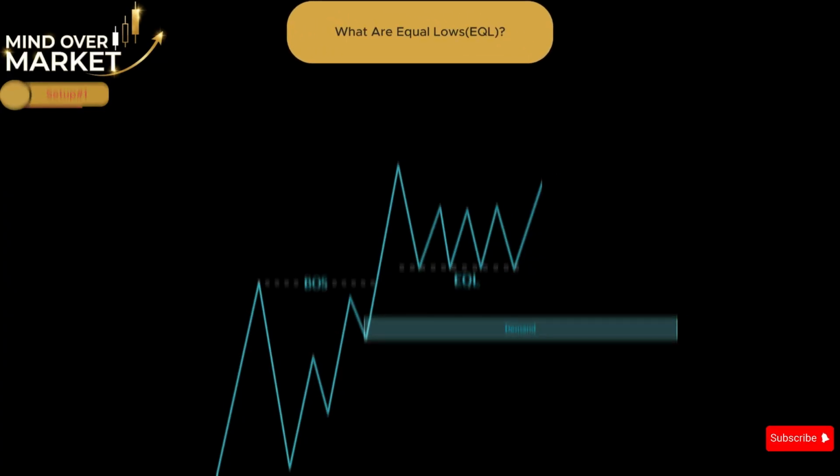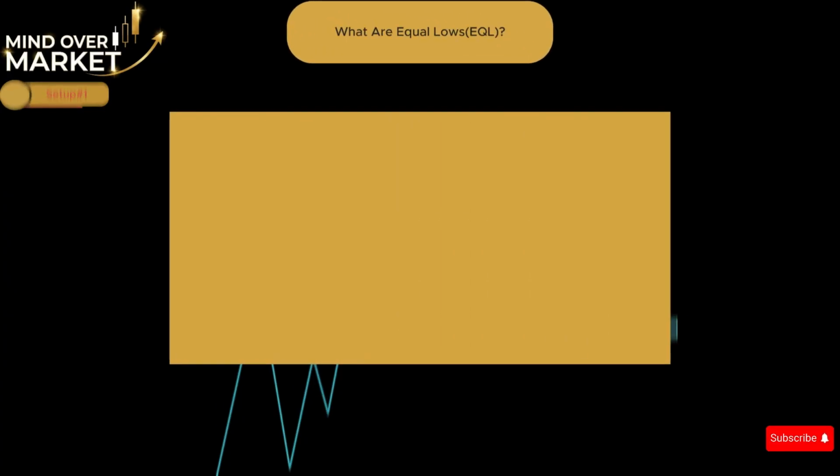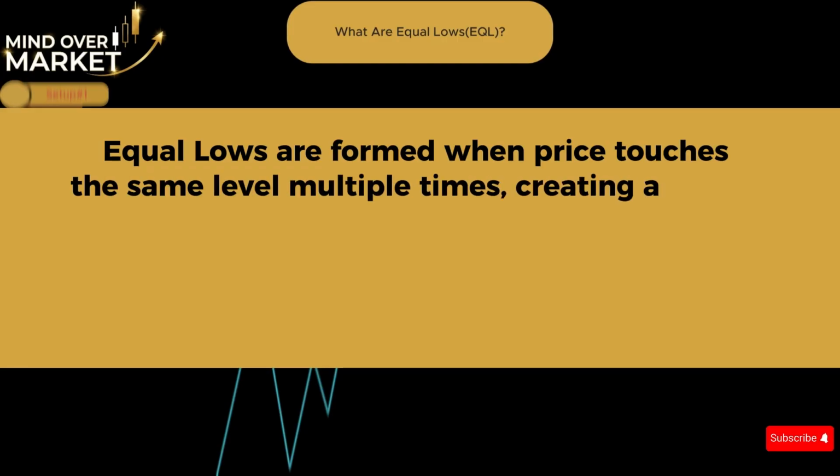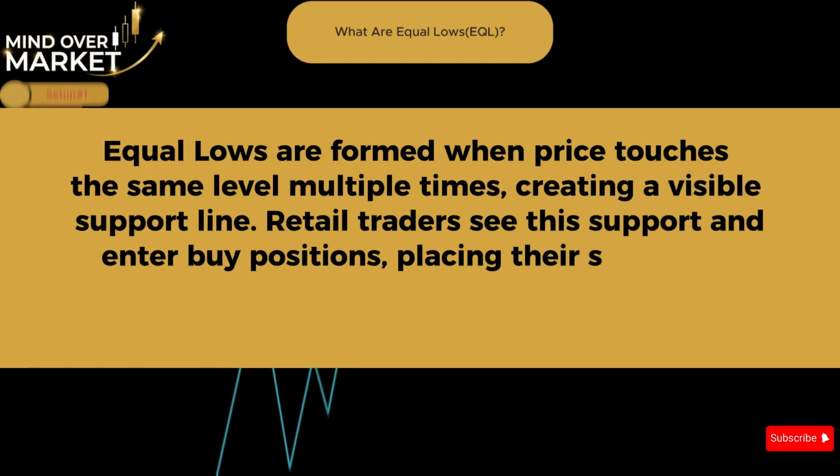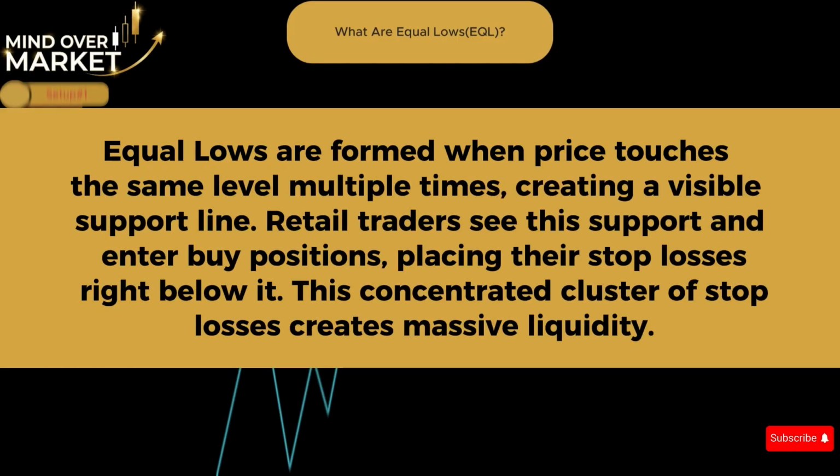What are equal lows? Here's a quick explanation. Equal lows are formed when price touches a level multiple times, creating a visible support line. Retail traders see this support and enter buy positions, placing their stop losses right below it. This concentrated cluster of stop losses creates massive liquidity.